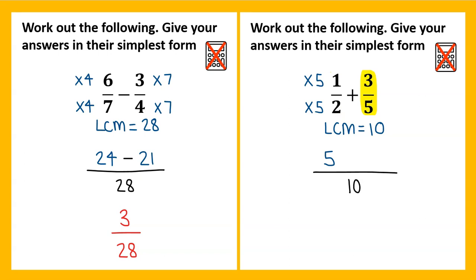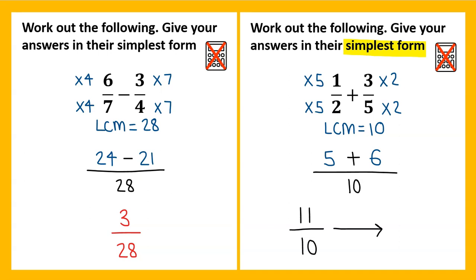For the second fraction, multiplying 5 by 2 will give us 10. So 3 times 2 is 6. And then we're adding these together, which gives me 11 over 10. And when writing in its simplest form, it is more simple to convert to a mixed number rather than leaving your answer as an improper fraction. So my final answer is 1 and 1 over 10.